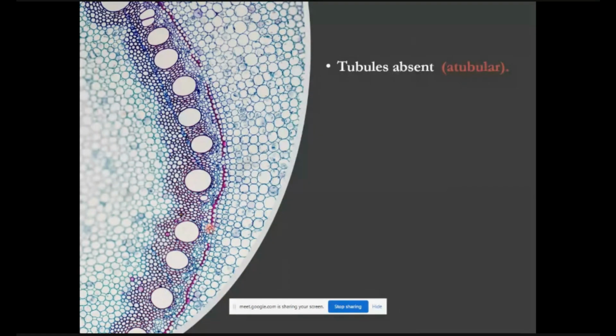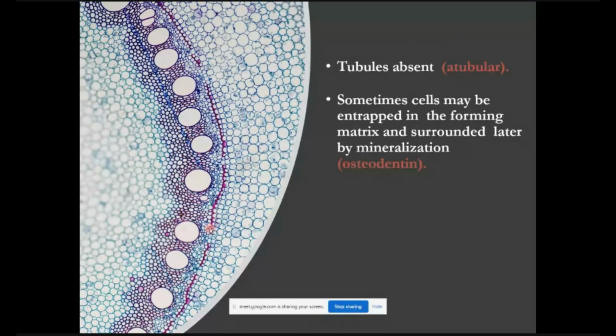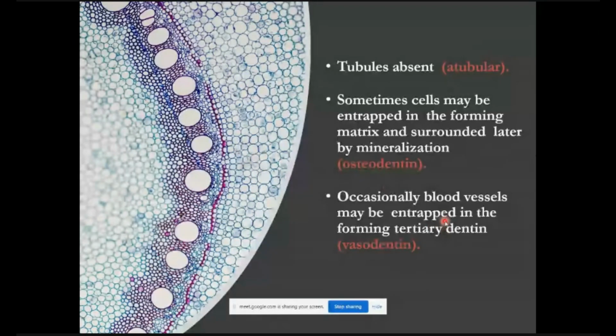Sometimes the tubules will be absent in some areas, and that dentin is called atubular dentin. A means absence, okay? These are the variations I'm talking about. What is osteodentin? Sometimes cells will be entrapped in the organic matrix which is formed, and later it becomes surrounded by mineralization. Sometimes even blood vessels get entrapped, because it's a very fast process with a lot of structures around it. There are cells, and there are blood vessels to give nutrition. So some of these blood vessels also become entrapped, and that is called vasodentin.